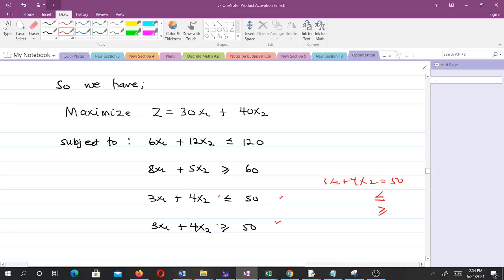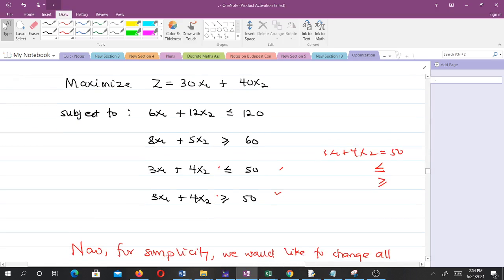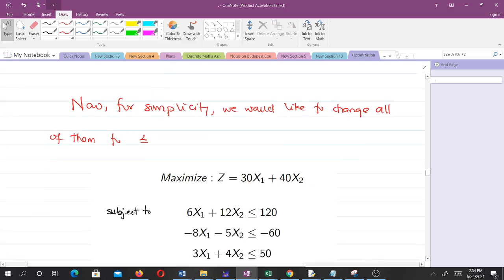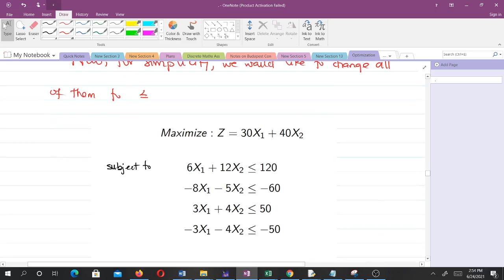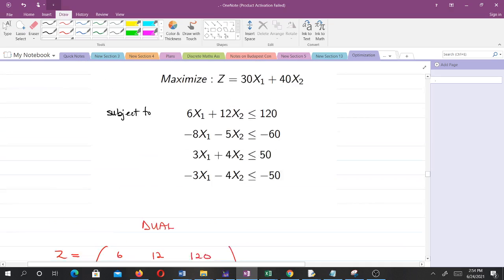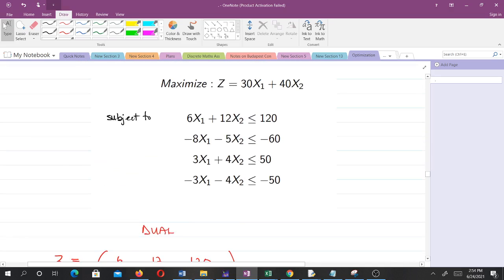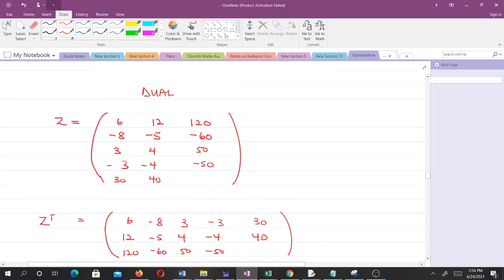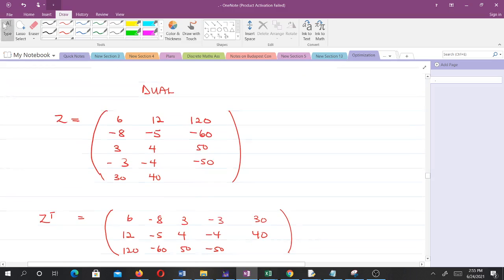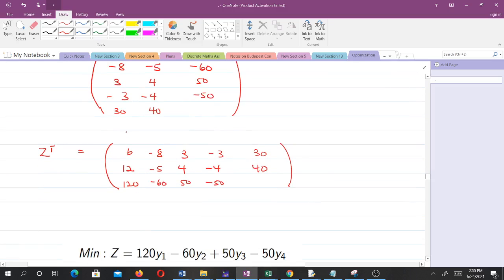Alright. Then for uniformity, we would want to convert all of this towards less than or equal to. To do that, you have to multiply this through by -1, and also multiply this through by what? -1. Doing that, we are going to get what you can see here. Then we have to write this in the matrix form, which gives us this. We find the transpose, and that gives us this.